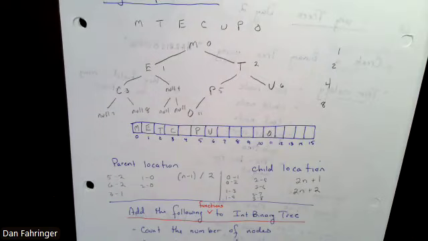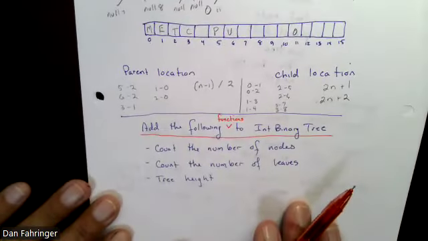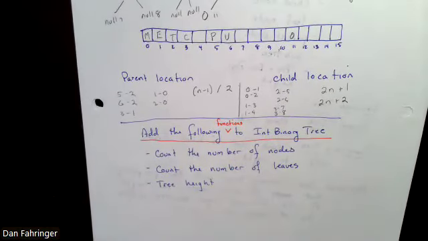I don't think I want to go. Maybe I want to go there. Maybe I don't. So it's a little thing, but how clever is your coding? So I can count the number of nodes.